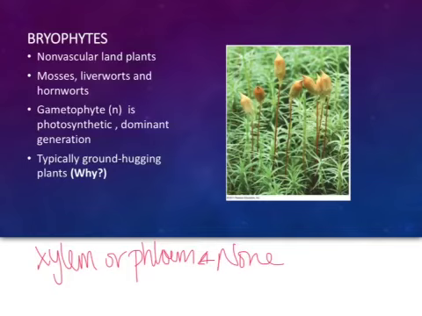Their gametophyte, which is haploid, is photosynthetic, and it's what we call the dominant generation. This just means that the plant spends the majority of its actual life in its gametophyte stage. They are what we call ground-hugging plants.